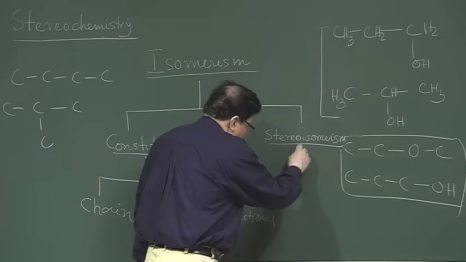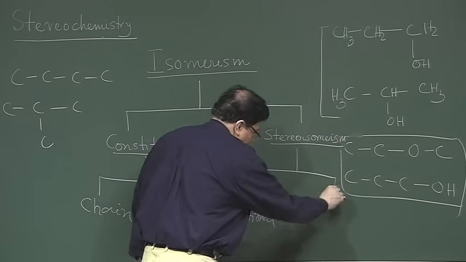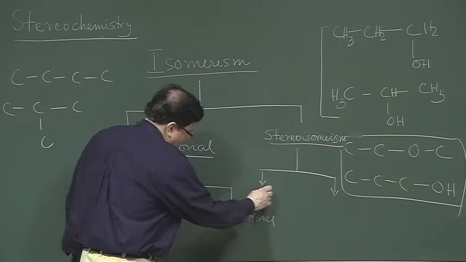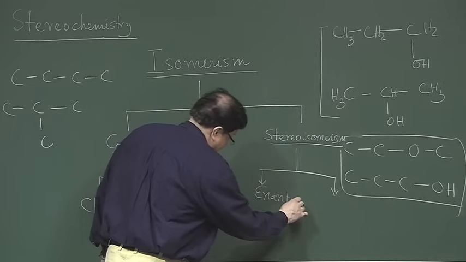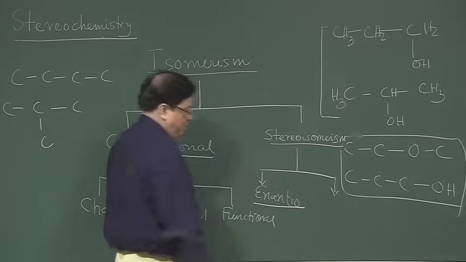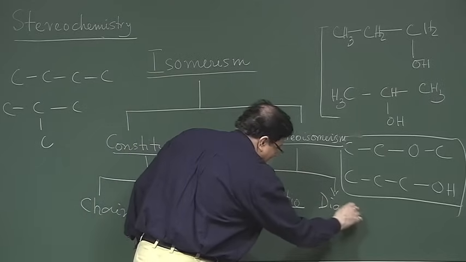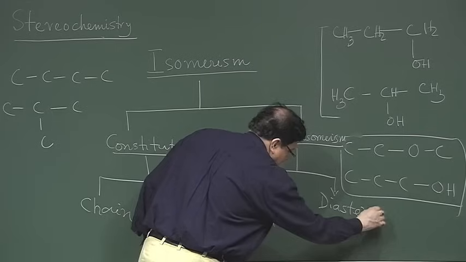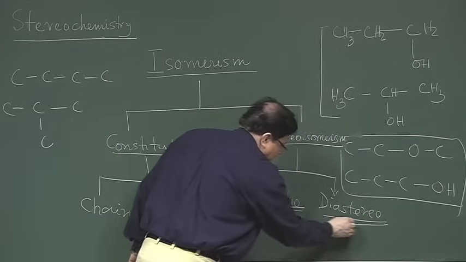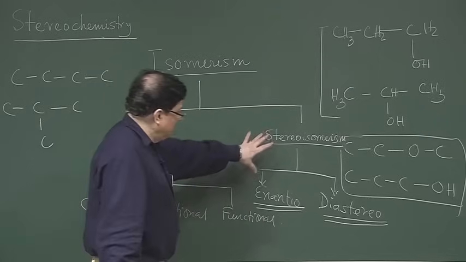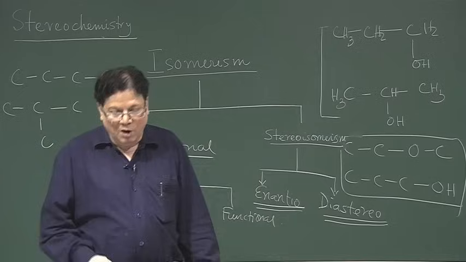Now, in stereoisomerism you have again 2 different types of stereoisomerism. One is called enantiomerism and the other is called diastereoisomerism. Okay. So, we will start from this stereoisomerism, enantio and diastereo from now on.